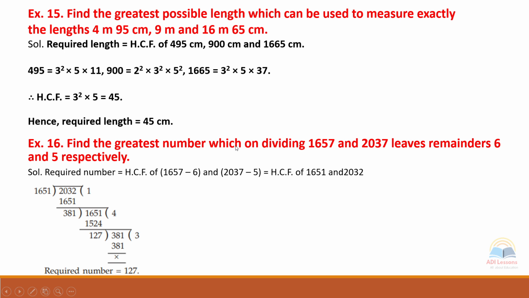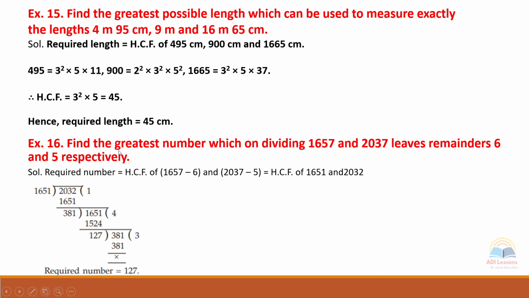Find the greatest number which on dividing 1657 and 2037 leaves remainder 6 and 5 respectively. So answer, required number is equal to HCF of 1657 minus 6 and 2037 minus 5. So HCF of 1651 and 2032 is 127. So required number is 127.